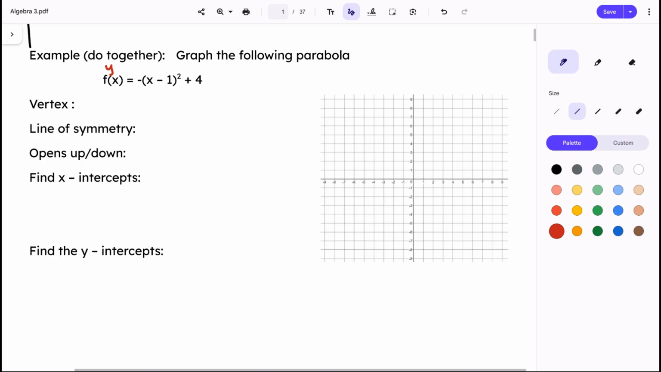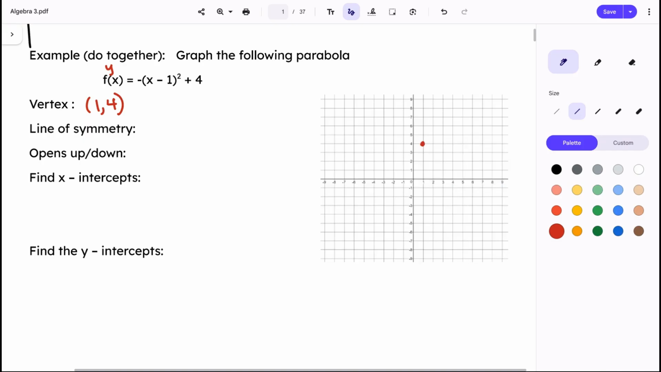So what number's in the h spot right now? 1. You have to pull out a positive 1. I know it says negative 1, but you need to pull out positive 1. And then what's the k value? 4. So (1, 4) is our vertex. I'm going to draw that point on my coordinate plane. I'm going to go over 1, up 4, and draw that first point.